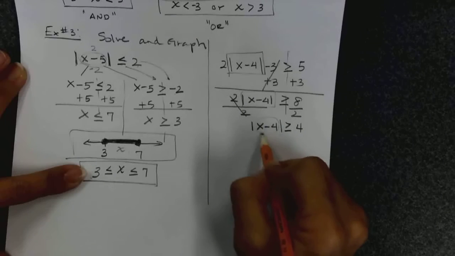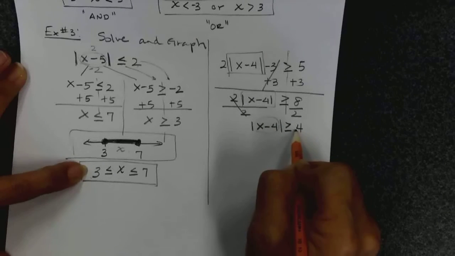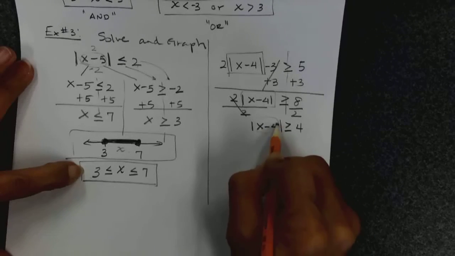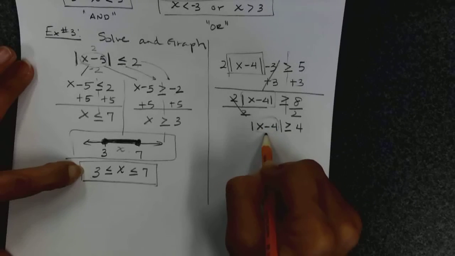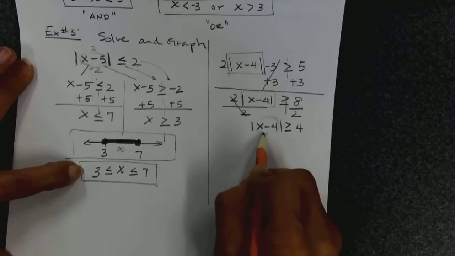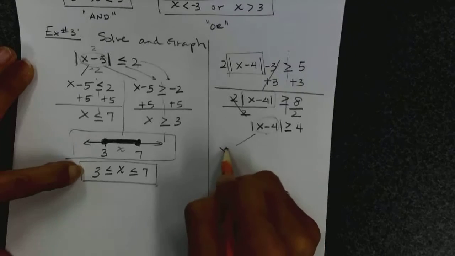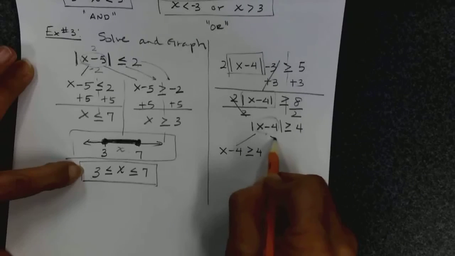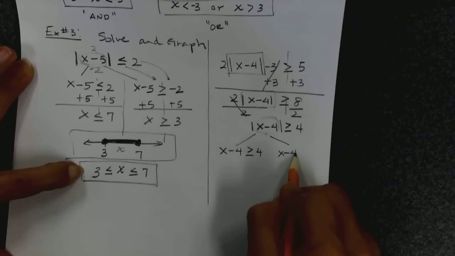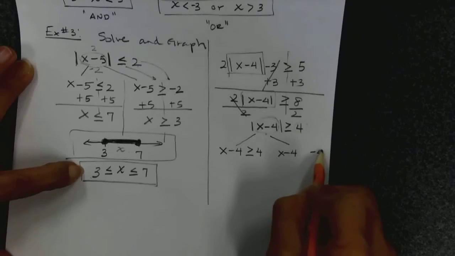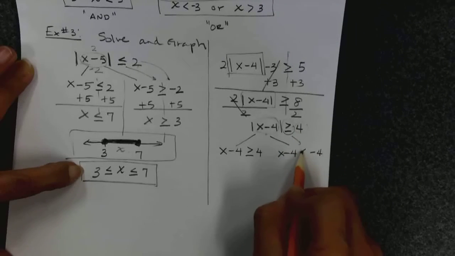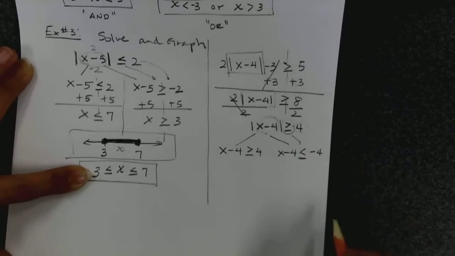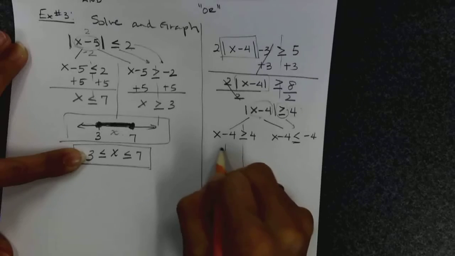So what I'm looking for are numbers that would be a distance of 4 or greater from 0. So what numbers would x be so that the number together here would be a distance of 4 or greater? So now we're going to split this again. We got x minus 4 is greater than or equal to 4, and then this one, same thing again, except now we're going to make it negative 4, so we have to flip the sign, which makes it less than or equal to negative 4. So we solve it again.